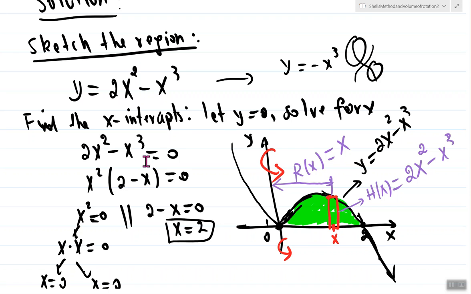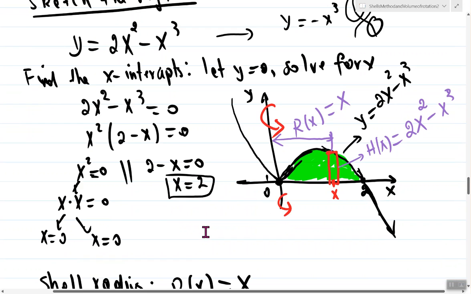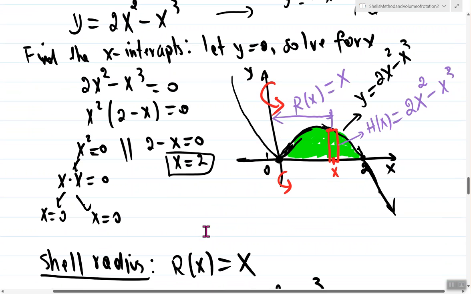solve for x. So when you set y equals 0, you get 2x squared minus x cubed equals 0. You factor out x squared, you get x squared times the quantity 2 minus x equals 0. x squared equals 0 gives you x equals 0. 2 minus x equals 0, so x equals 2. So that gives us the limits of integration, which are 0 and 2.